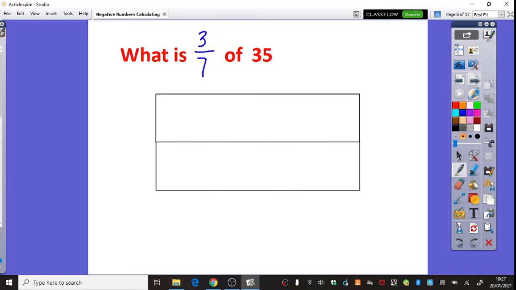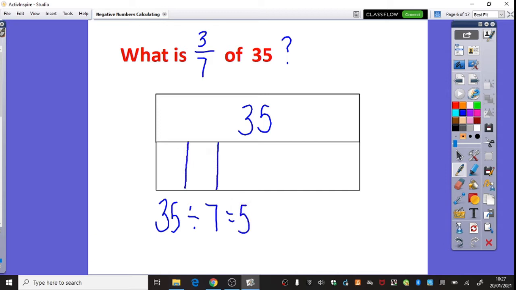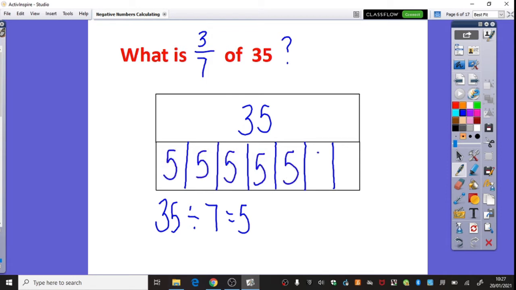Let's look at this next one. What is 3/7 of 35? Well, here's my 35, and this time the first thing I need to do is divide 35 by 7. If we know our 5 times table, we'll know that 5 times 7 is 35. So if I split my bar, 2, 3, 4, 5, 6, 7, into 7 parts, each 7th is worth 5 today.